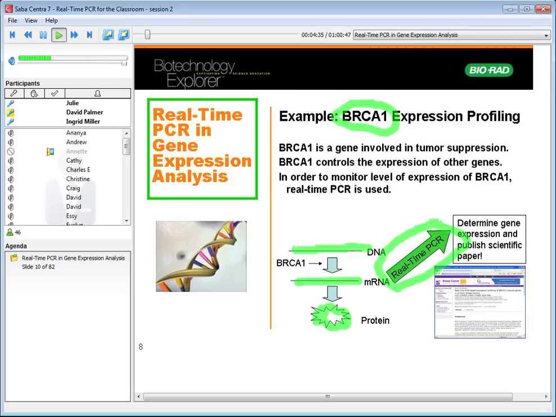So when researchers do gene expression studies and say that a certain treatment or a certain disease state upregulates or downregulates a gene, a lot of time they're getting that data from real-time PCR because it tells them how much DNA or messenger RNA there was.